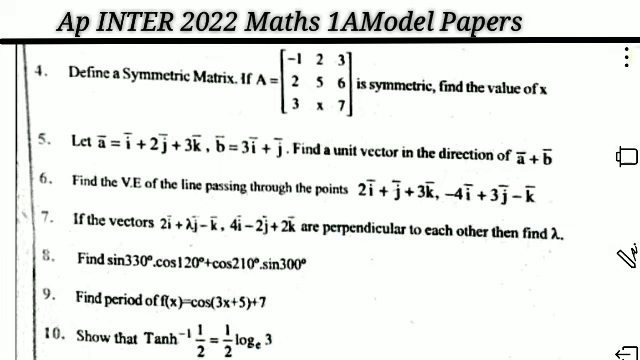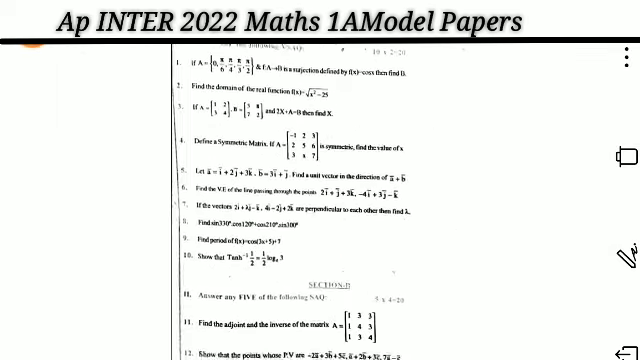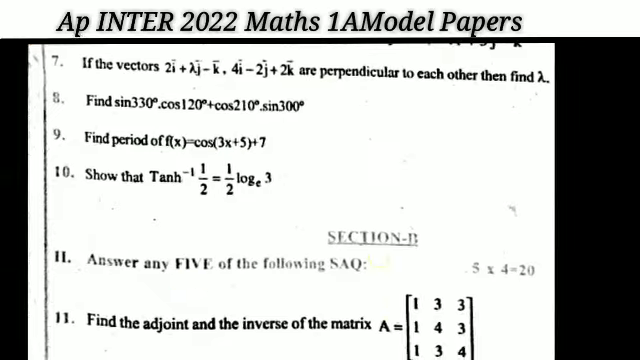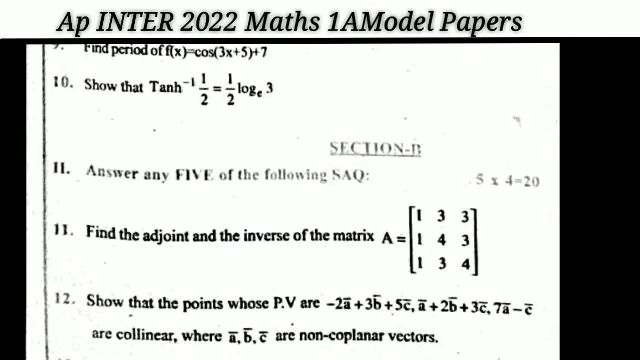Okay, the most important math questions. See the 4 math questions. Find the adjoint and inverse. Second one, prove that the vectors are collinear. Third one, find the area of the triangle.